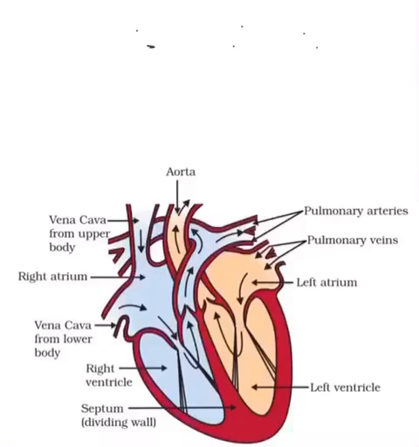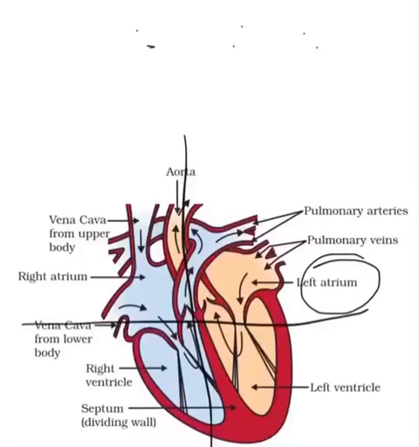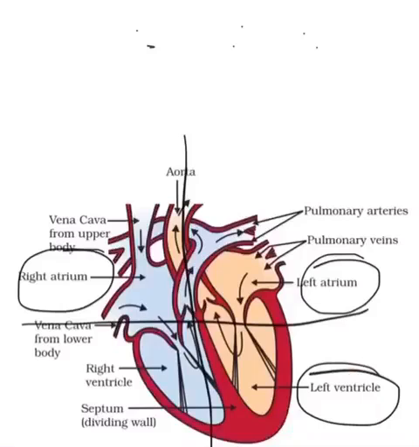The heart has 4 compartments or chambers. The upper 2 are the atrium and the lower 2 are the ventricles. If you can see in this diagram, if we divide the heart into 4, we can see the 4 chambers here. Roughly, this is the left atrium, then the right atrium, the left ventricle and the right ventricle. These are the 4 chambers of the heart.